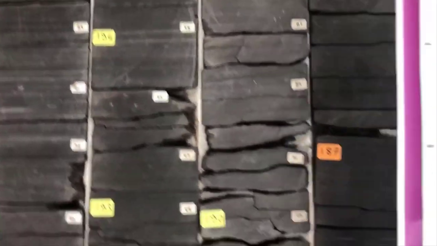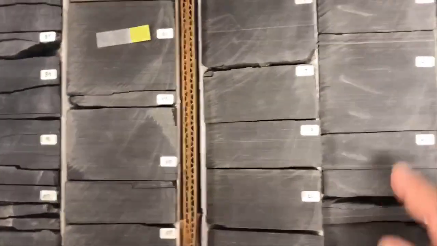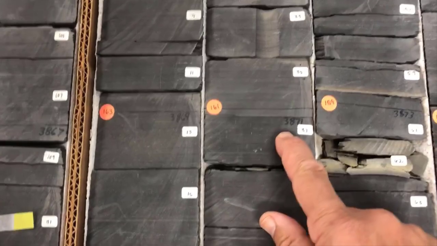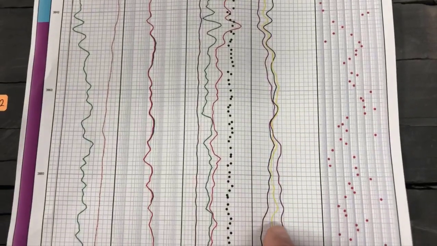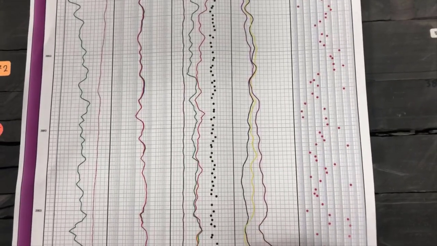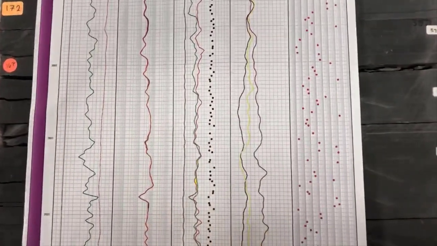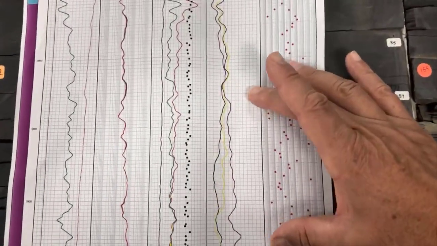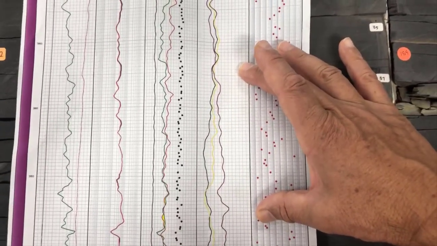So we are at about 3870, which is what I said before, 3870, which is here in this section. 71 is here. That's where we begin to see the slight increase of the uranium component of the gamma ray log. The resistivity is beginning to increase. So this section is where we begin to have the maximum concentration of organic material.